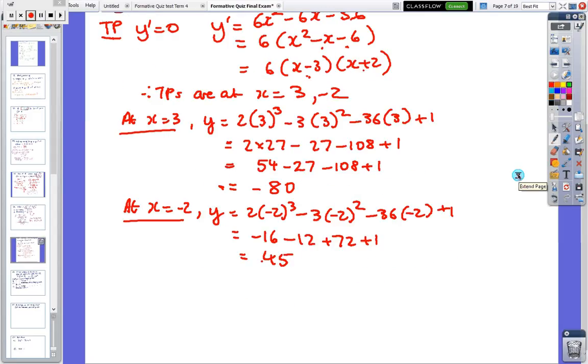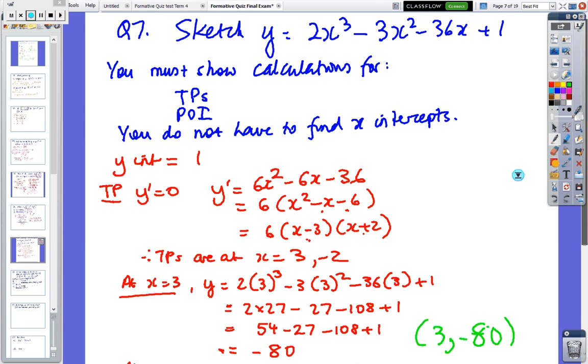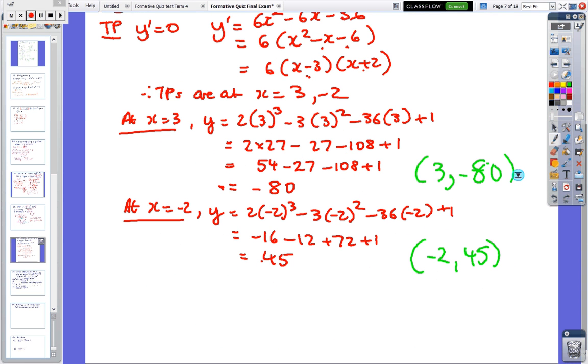So the coordinate is 3 comma minus 80, and this coordinate is minus 2 comma 45. And just going back to the start, we talked about, okay, positive roller coaster. It's going to start low and finish high. Just remember that. Okay, positive roller coaster, positive x cubed, will finish going up and start going down. Okay, so we've got our turning points.